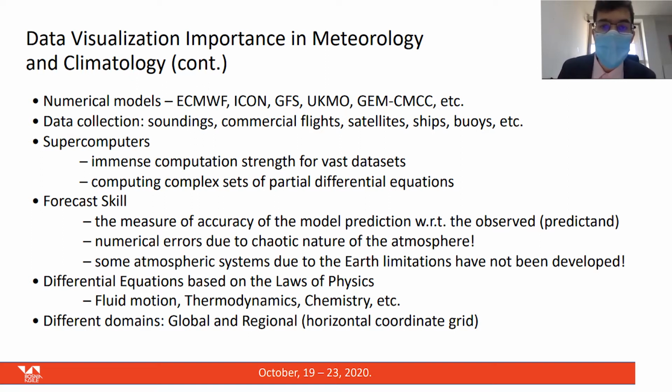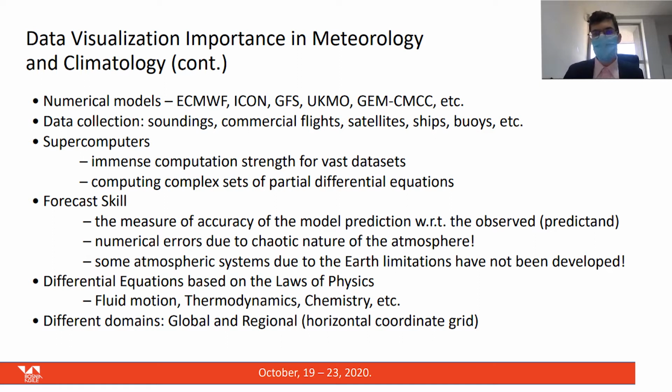Especially nowadays, we use satellites, ships, buoys, and many other sources to collect the data, such as even automatic meteorological stations. All of those data that we collected are put into supercomputers. So supercomputers are basically immense computation machines that are hard to visualize with our own eyes. So supercomputers are basically vast centers for computing those data sets. But in meteorology, those data sets are computed through a set of partial differential equations. And why is that so?